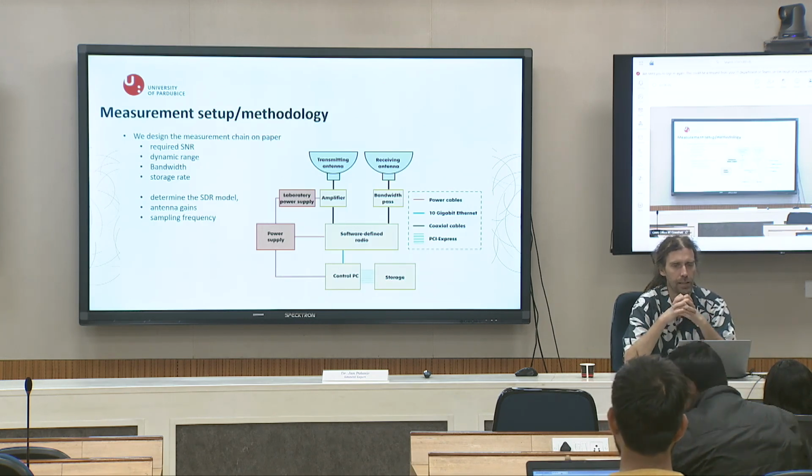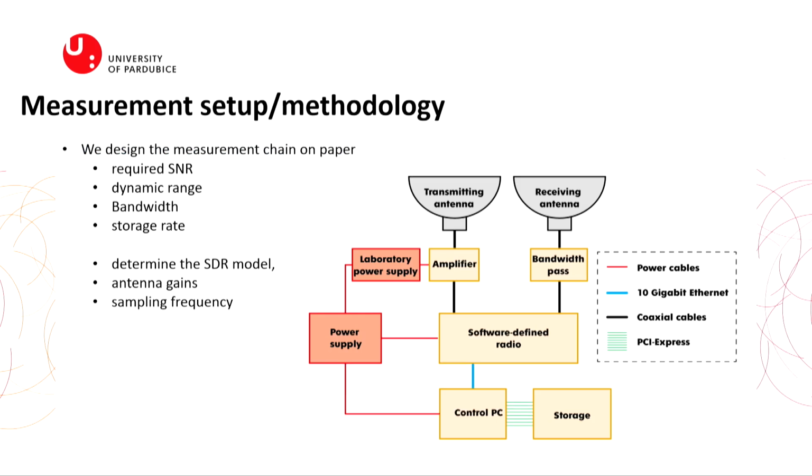So, first is our measurement setup methodology. We design this measurement chain first, on paper. We need to know what the required signal to noise ratio is, because you can make a measurement and then discover that your measured data is just noise, because your reflection is under the noise level and you don't see anything.